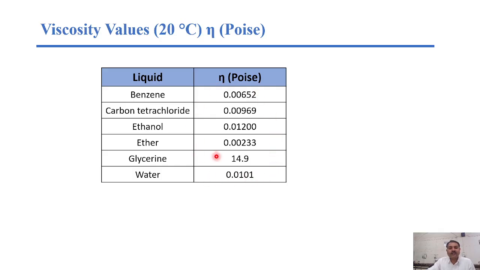So from these values we have observed that as the solvent is different, the viscosity is different. So viscosity depends on the nature of the liquid. As the nature of the liquid changes from liquid to liquid, these values change. Glycerin is the most viscous liquid among all these.